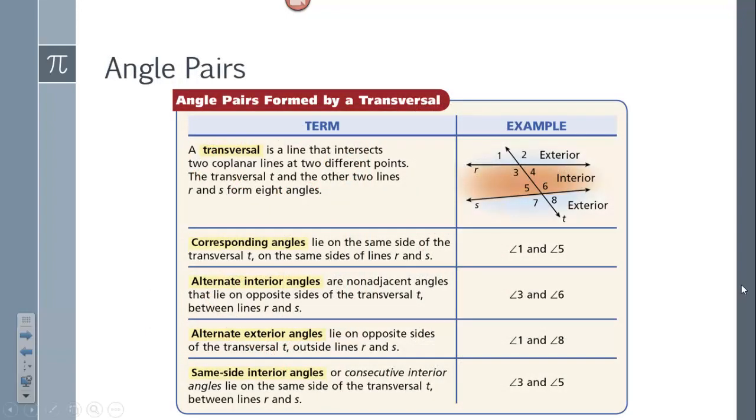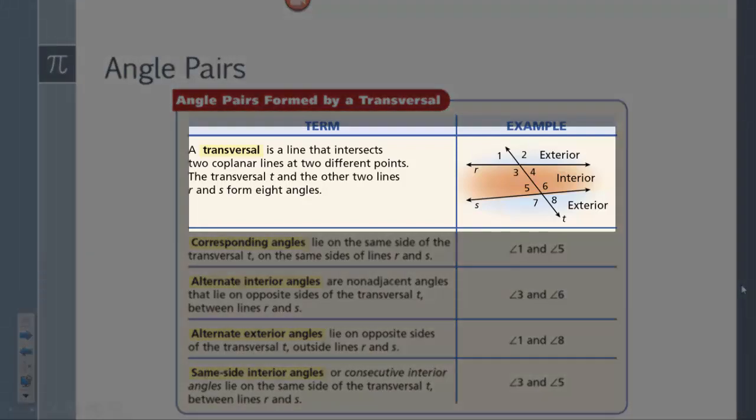Now on to angle pairs. The word transversal might be new to you. By definition, a transversal is a line that intersects two coplanar lines at two different points. The transversal and the other two lines form 8 angles.